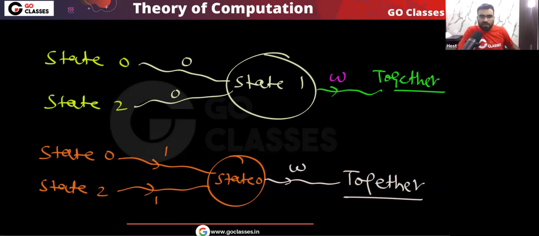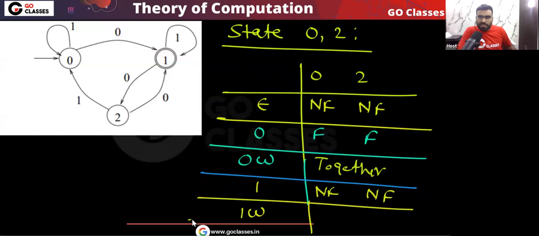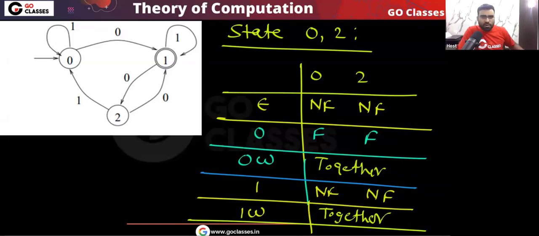Whatever comes, they will be together. Do you agree? Yes or no? So this is what I'm saying: on these strings which are starting with 1, you can notice that they will always be together. Did we check all the strings?